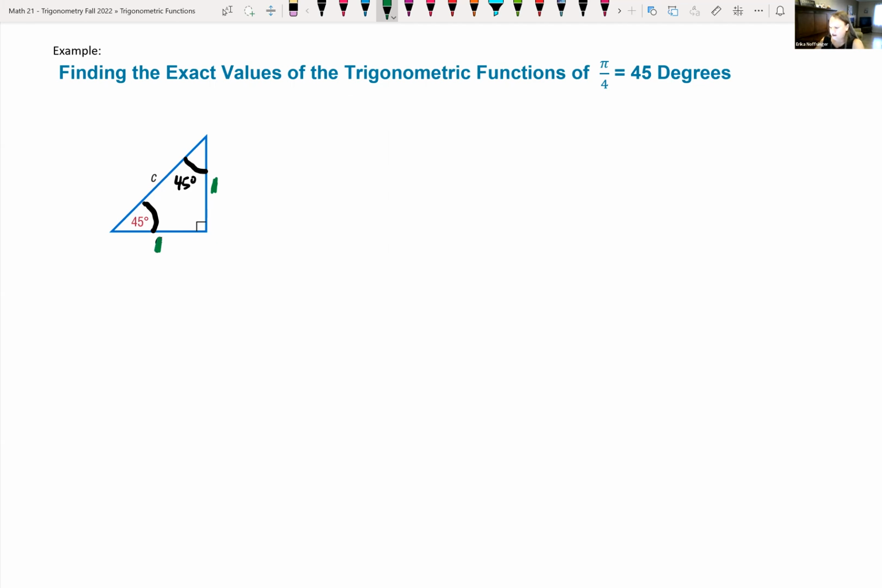And by the Pythagorean theorem, we can figure out what c is. So by the Pythagorean theorem, we know that c squared is equal to 1 squared plus 1 squared. So c squared is equal to 1 plus 1, so that's 2. Taking the square root of both sides, we get that c is equal to the square root of 2. Now, knowing the sides of this right triangle, we can use our definition of our trigonometric functions to figure out what they are at 45 degrees.